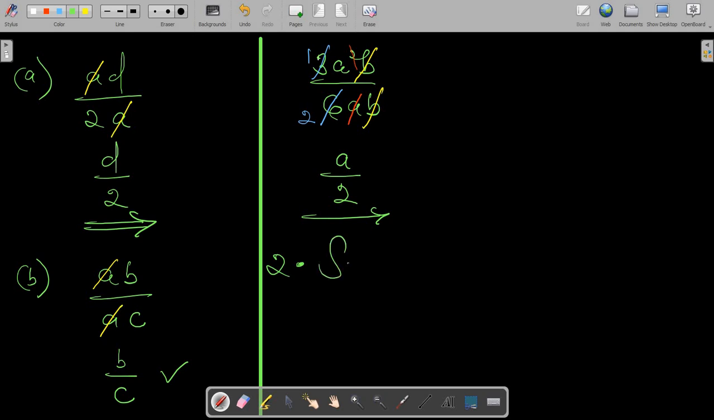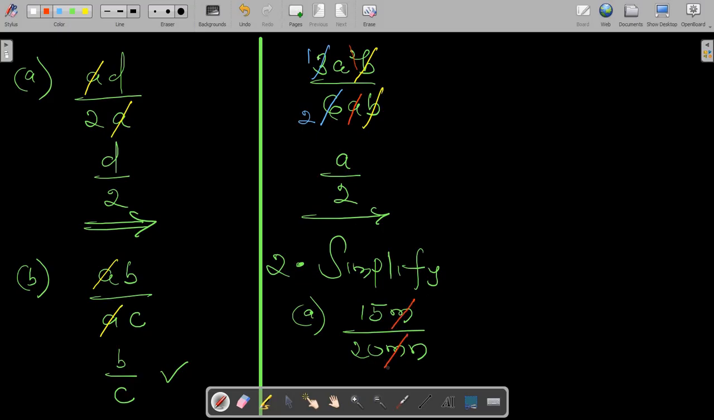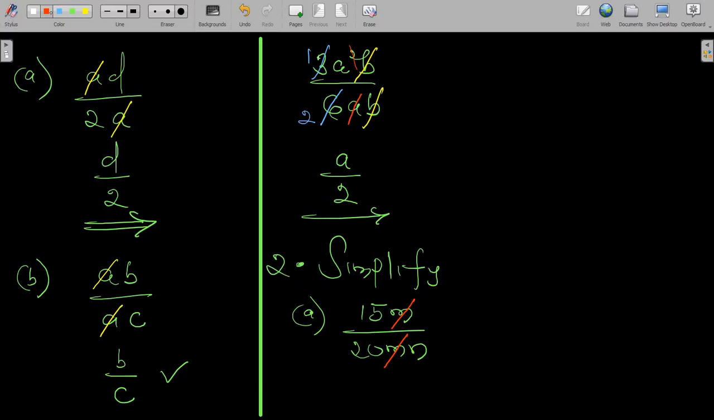So if you are asked to simplify question A, we are given 15m all over 20mn. So this is also quite easy. We can just use the m here. You can see m at the numerator cancels the m at the denominator. I also notice that I can use 5 to divide. So 5 can divide 15, we have 3. 5 can divide 20, then we have 4.